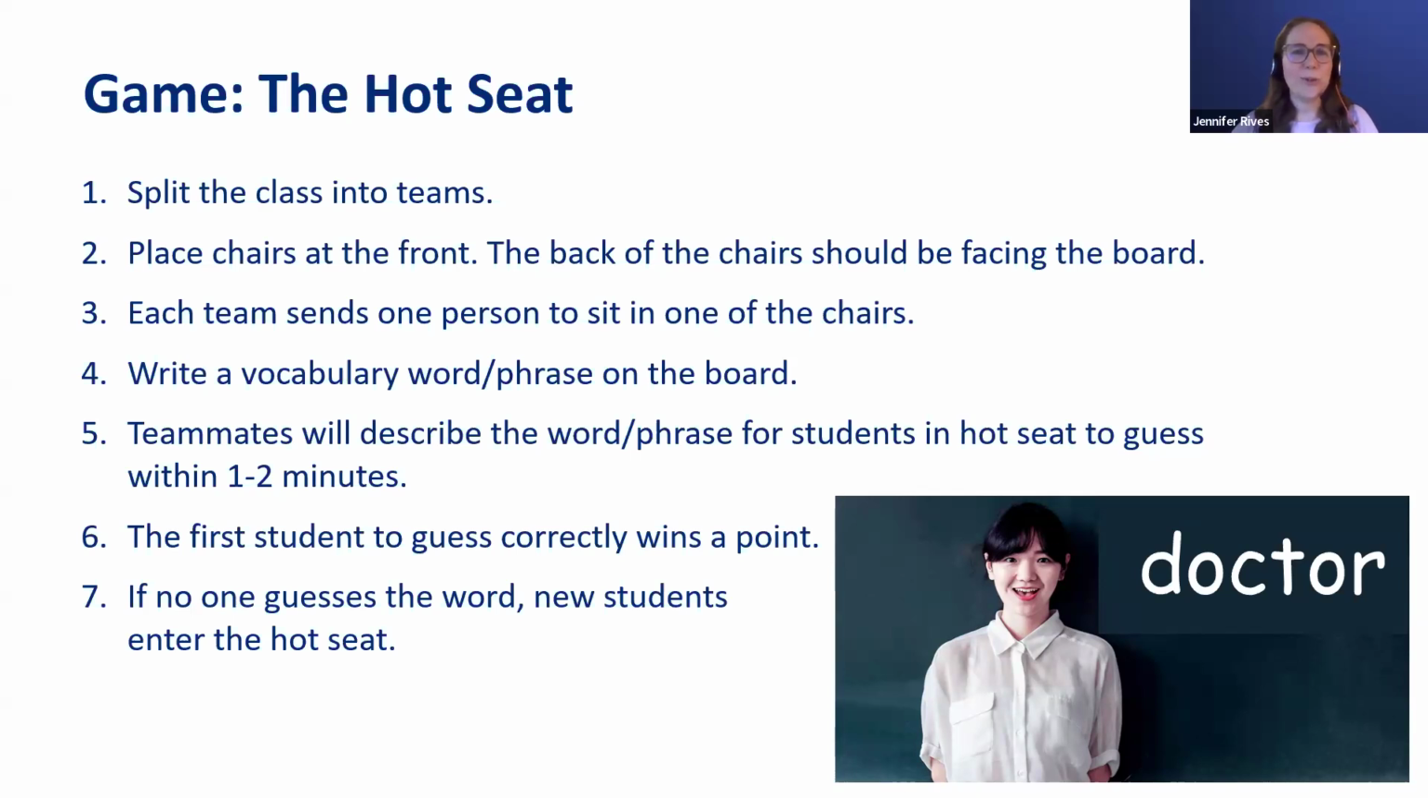So the way you play is you first split the class into teams, and then while they're doing that, you, as the instructor, will place a set of chairs at the front of the room, and you want the back of the chair facing the board. These chairs will be the hot seat, and each team will need to send one representative to sit in one of those chairs at a time. So you should have one chair for each team that you created. So if you have 3 teams, you would need to have 3 chairs.